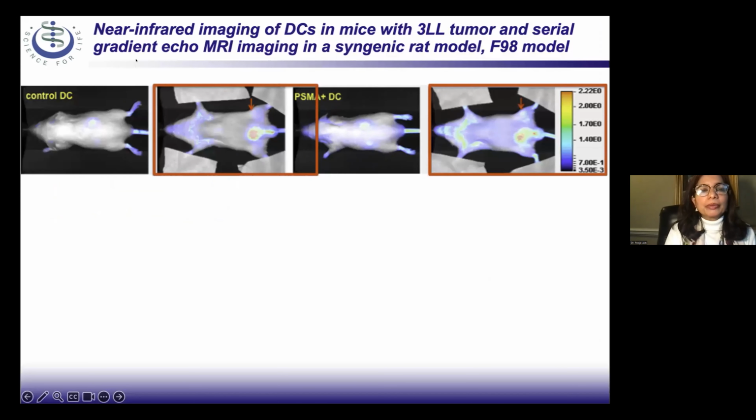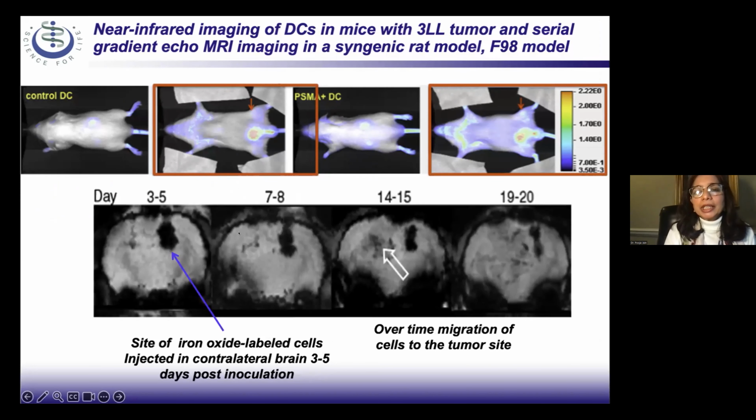Following that, we provided evidence in the 3LL cancer model, where we introduced our PSMA-labeled dendritic cells close to the footpad, and we noticed that if the tumor had spread in the brain, the cells over a period of time reached the area of the tumor site. Similarly, using echo MRI, we showed that if you have a tumor introduced in one site of a rat brain and you put in radiolabeled dendritic cells, over a period of time they move to it.